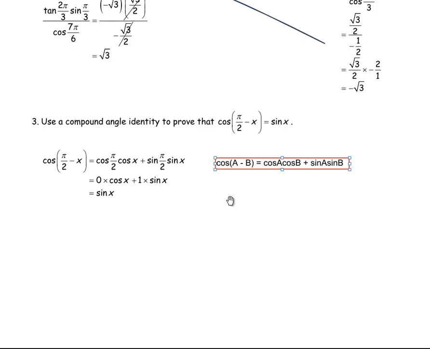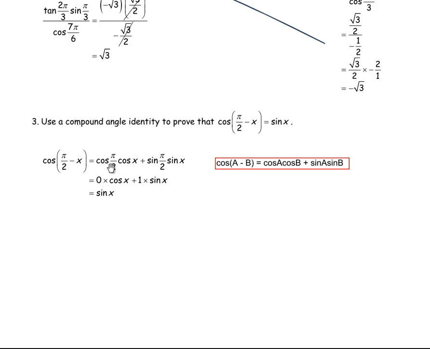So the identity that we need is cos(π/2 − x). So we would need the cos(A − B) identity because it's the difference between two angles here, and it's equal to cos A cos B plus sin A sin B. Remember, for the cosine, if it's cos(A − B), there's a plus here. The sine one is actually the same sign. So if it's minus, it's minus. If it's plus, it's a plus. So cos is the opposite sign here.